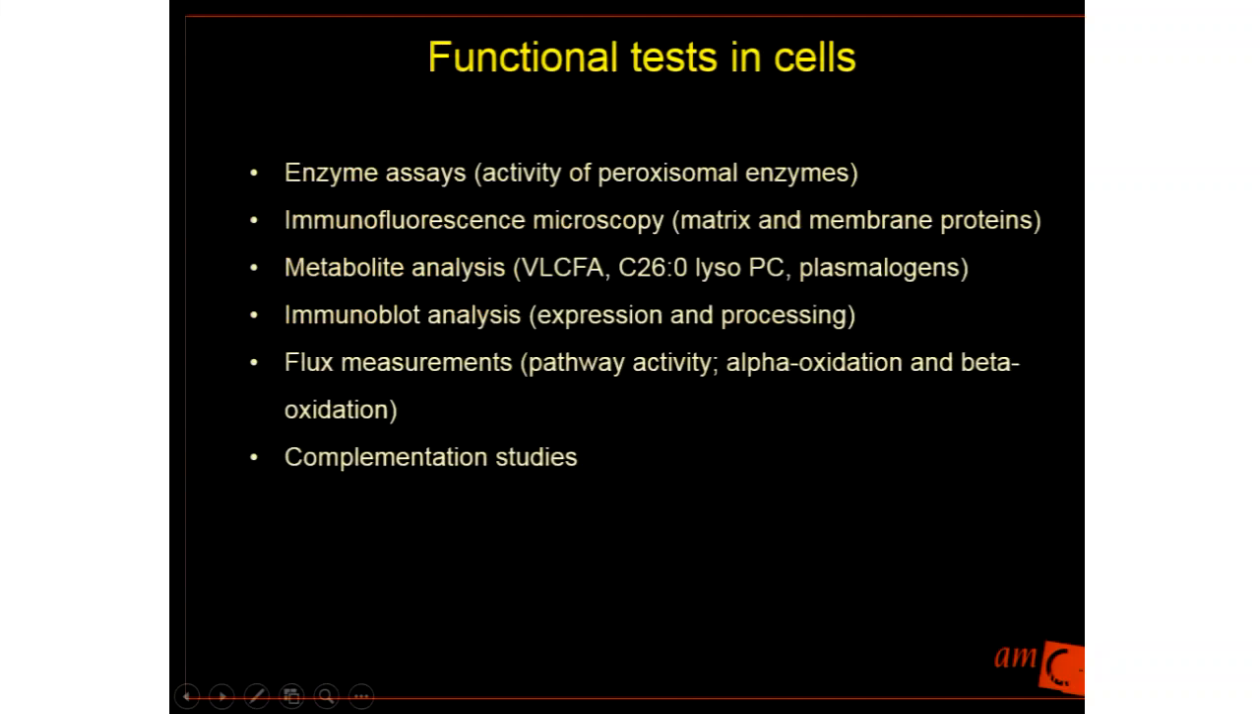Then we have several other functional tests that usually are performed in fibroblasts from these patients, and these include enzyme assays, immunofluorescence microscopy for matrix as well as membrane proteins, metabolite analysis that can also be performed in the cells, and immunoblot analysis to look for expression of proteins and for the processing of proteins, because some peroxisomal proteins are processed after importing into peroxisomes. We can also do flux measurements, whereby we can measure the activity of the entire pathway, for instance, the alpha and the beta oxidation pathway. And of course, you can do complementation studies, including genetic complementation studies. And I will mention a few of them.